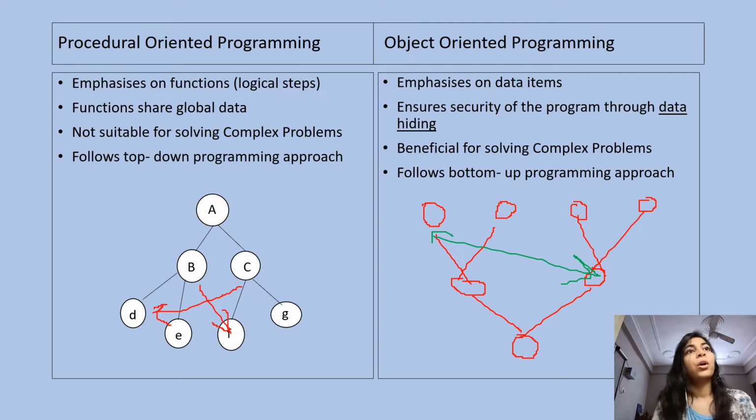Now, procedural oriented programming follows top-down programming approach. In the top-down programming approach, the focus is on breaking the bigger problem into smaller ones.